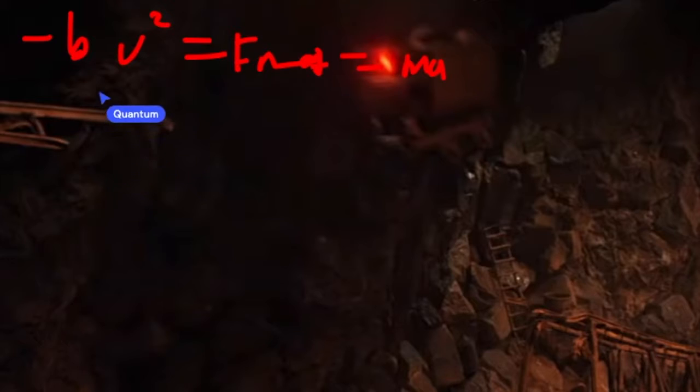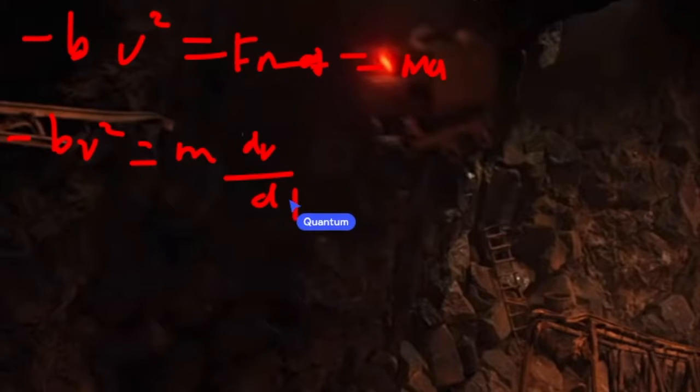And we can set that equal to F net, which by Newton's second law is equal to mass times acceleration. And now we know that by definition, a is equal to the derivative of velocity with respect to time. So we can rewrite this equation as minus BV squared is equal to M times dV/dt.